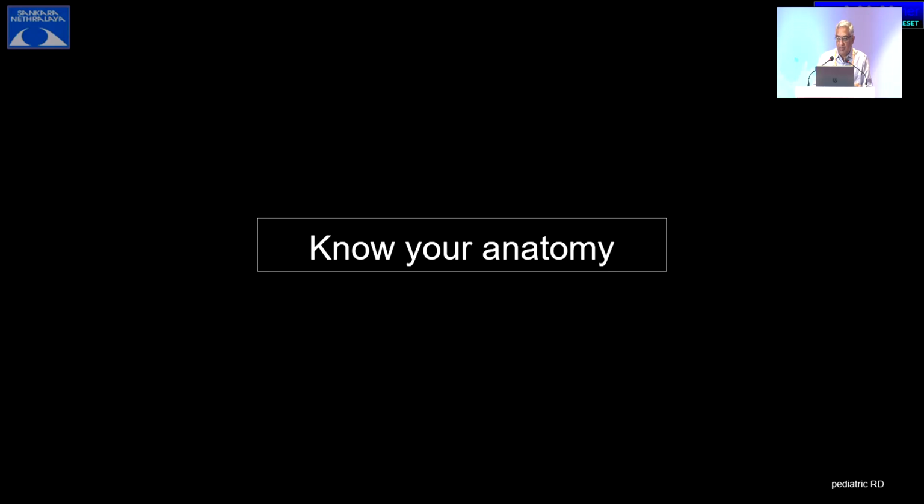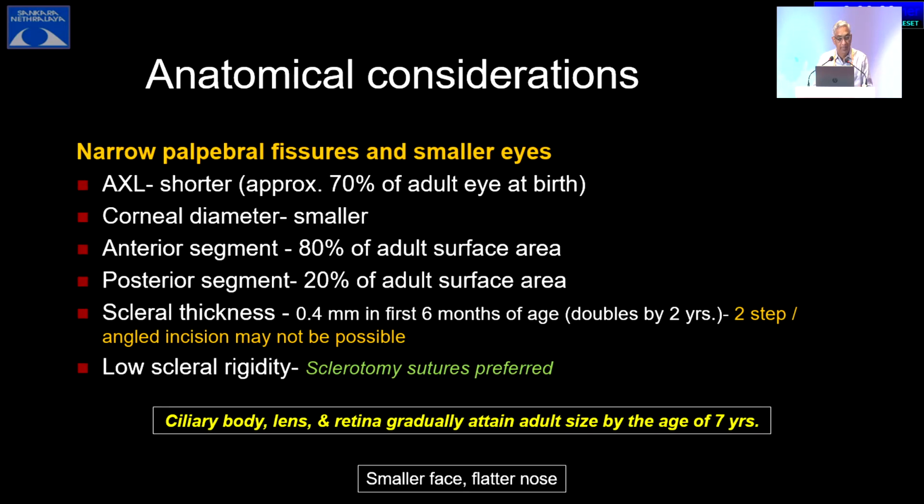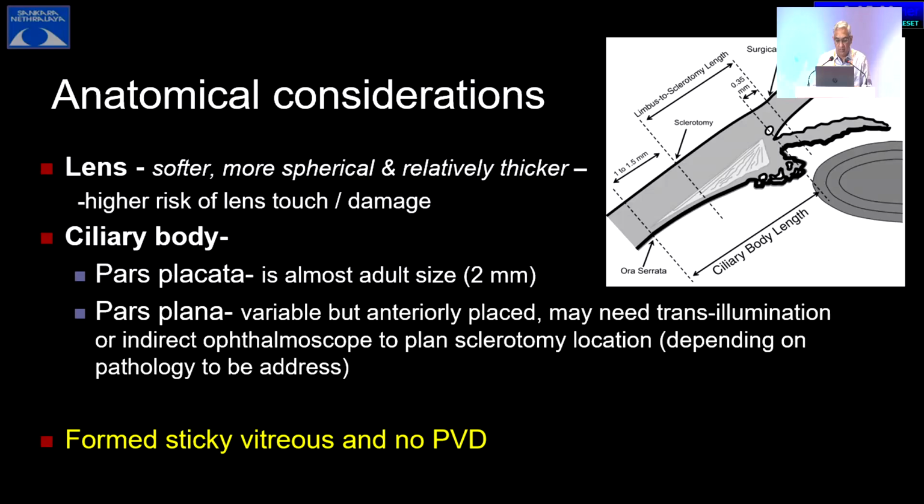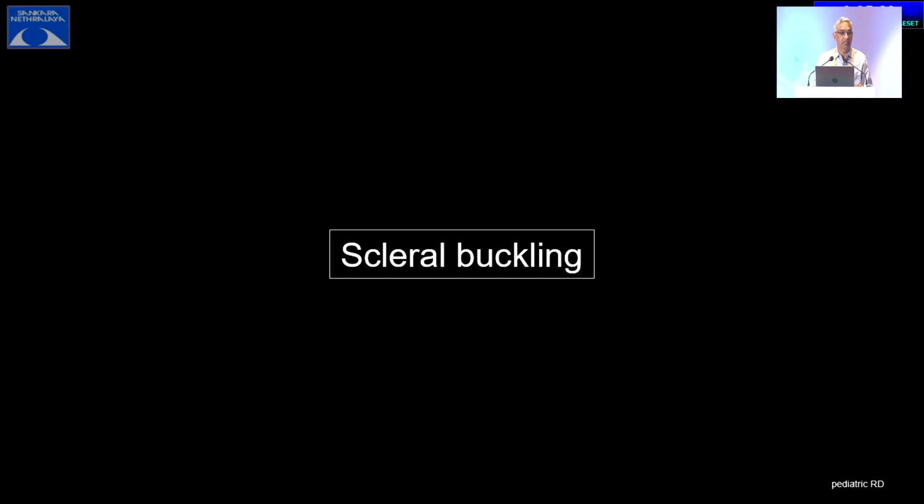So it's important to understand pediatric anatomy here. These eyes have a narrow palpebral fissure, reduced axial length, and a smaller cornea. The anterior segment is almost 80% of adult surface area, but the posterior segment is just 20%. Sclera is extremely thin, so an angled or two-step incision is practically not possible, and with low scleral rigidity, most of these eyes need the sclerotomies sutured. The lens is softer but more spherical, so there's a high risk of lens touch. The pars plicata is normal, but the pars plana is not developed, so most surgery is done through the pars plicata.